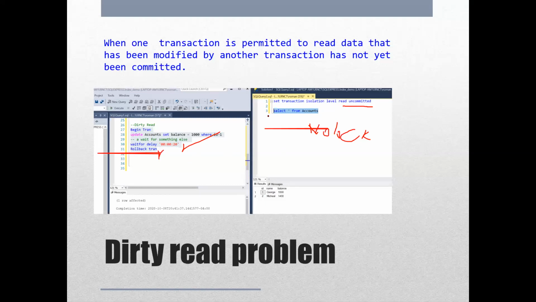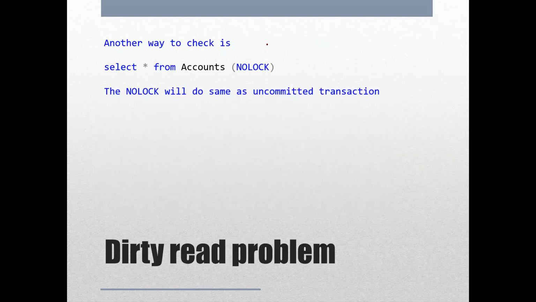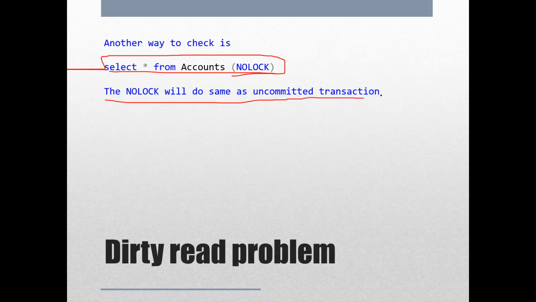So now what will happen if I do this select statement? We have already done that. We'll get that dirty read over here. 1000 it will be showing. Which one? What 1000 that it has updated over here. All right. So I'm not taking this example because we have already done that. Another way to check is, as I told you, no log. So select star from accounts no log. If you do, no log will do the same as an uncommitted transaction. So dirty read problem might occur with no log as well, or dirty read problem will occur with an uncommitted transaction, right?